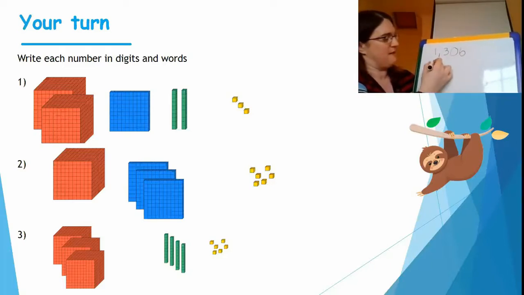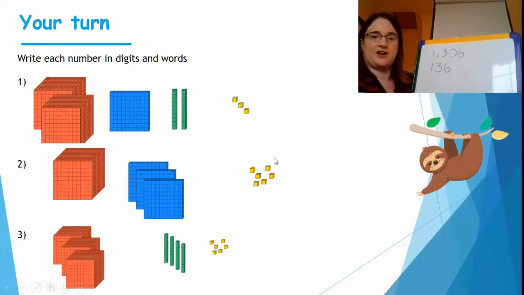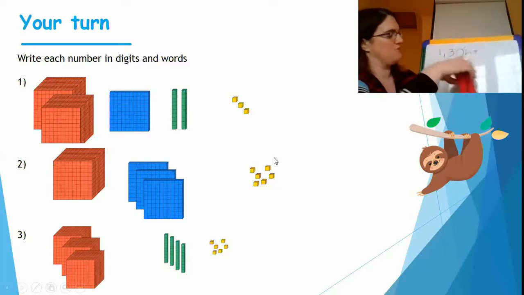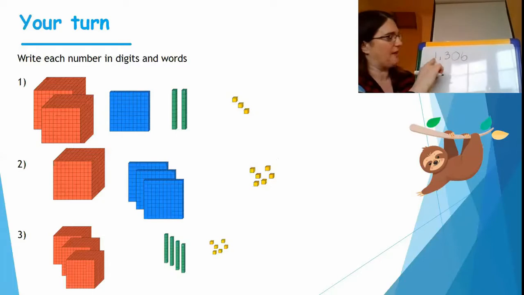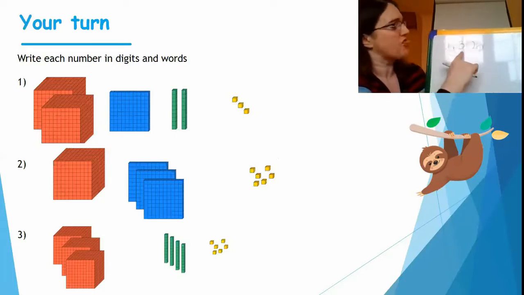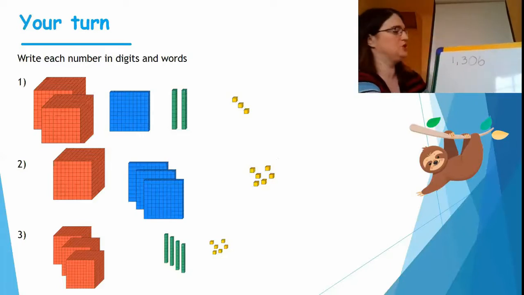You can see if I didn't remember to put that 0 in, I'd end up with 136. And that isn't right, because I've got 1,000, I've got 300, I've got no tens, and I've got 6. So this number, hopefully in words, you've written 1,000, what am I talking about? 1,306. Okay, that's number 2.